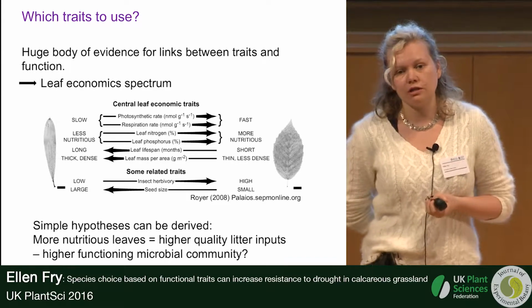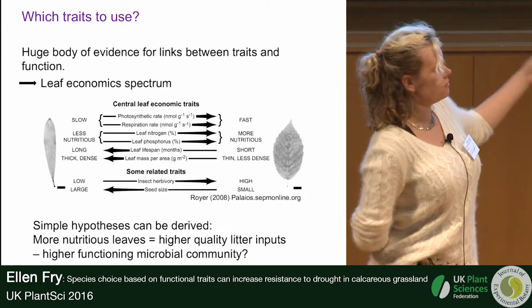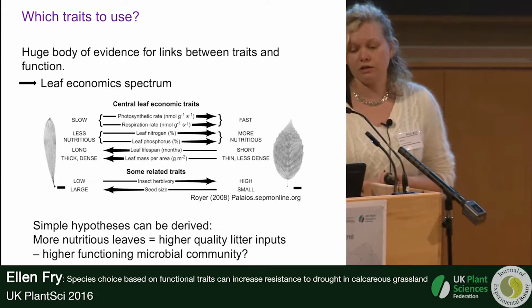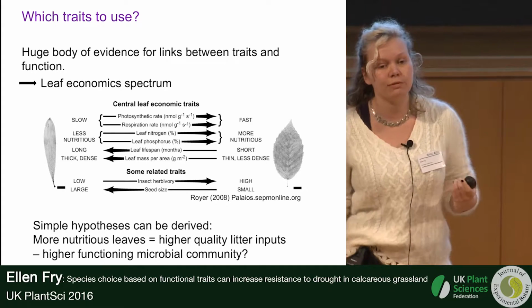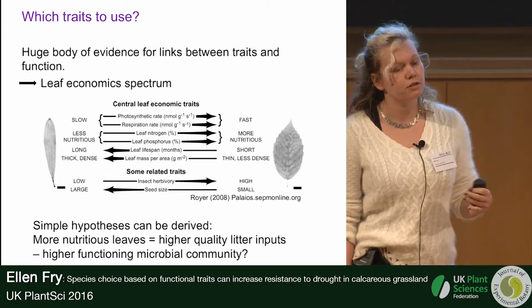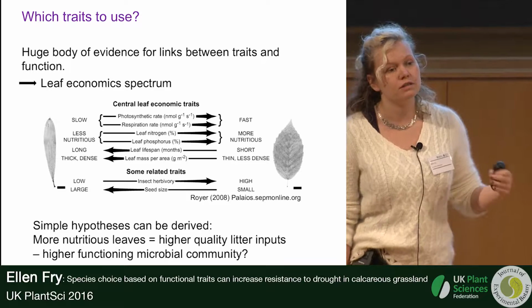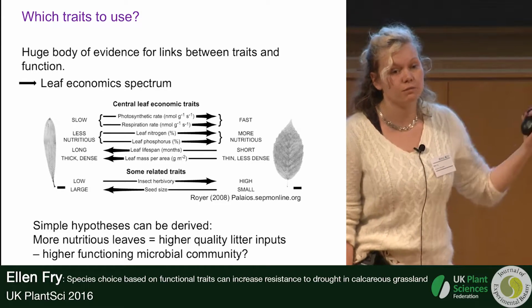So from this, you can derive simple hypotheses. This is a really basic one that I just use to illustrate my point: if you've got high nutrition inputs, then you might have a faster and more bacterial microbial community that processes things very fast. But that might also give rise to a lot of losses and less storage of carbon and so on, because it might be being metabolized quite quickly.